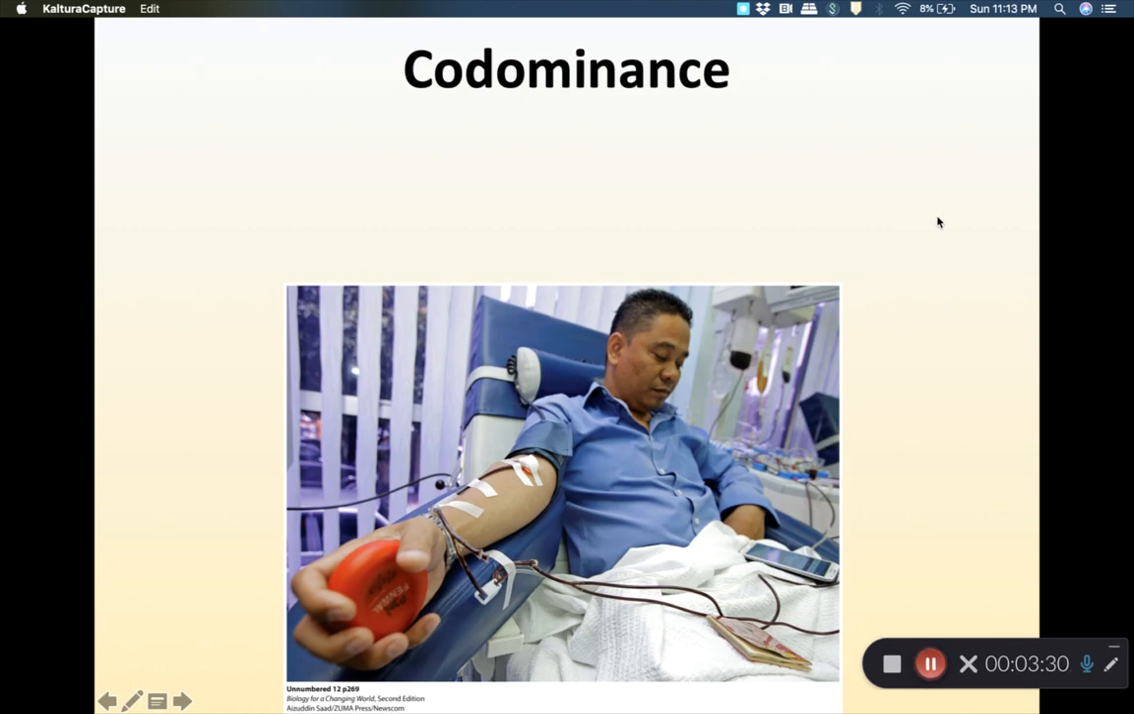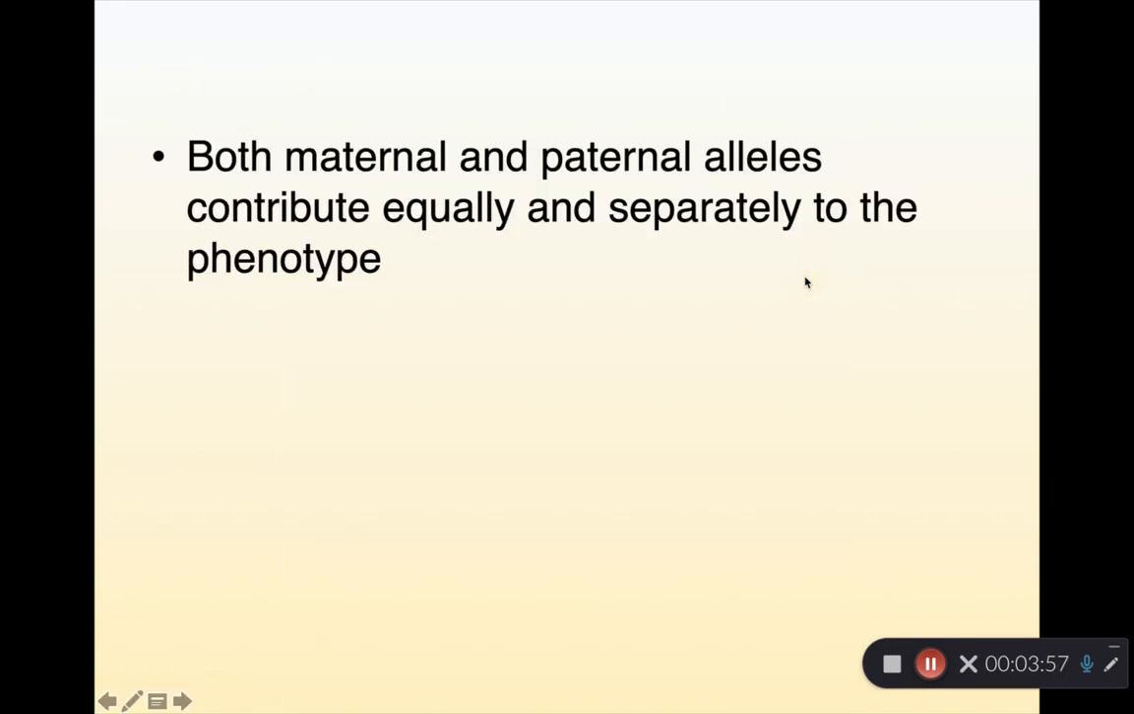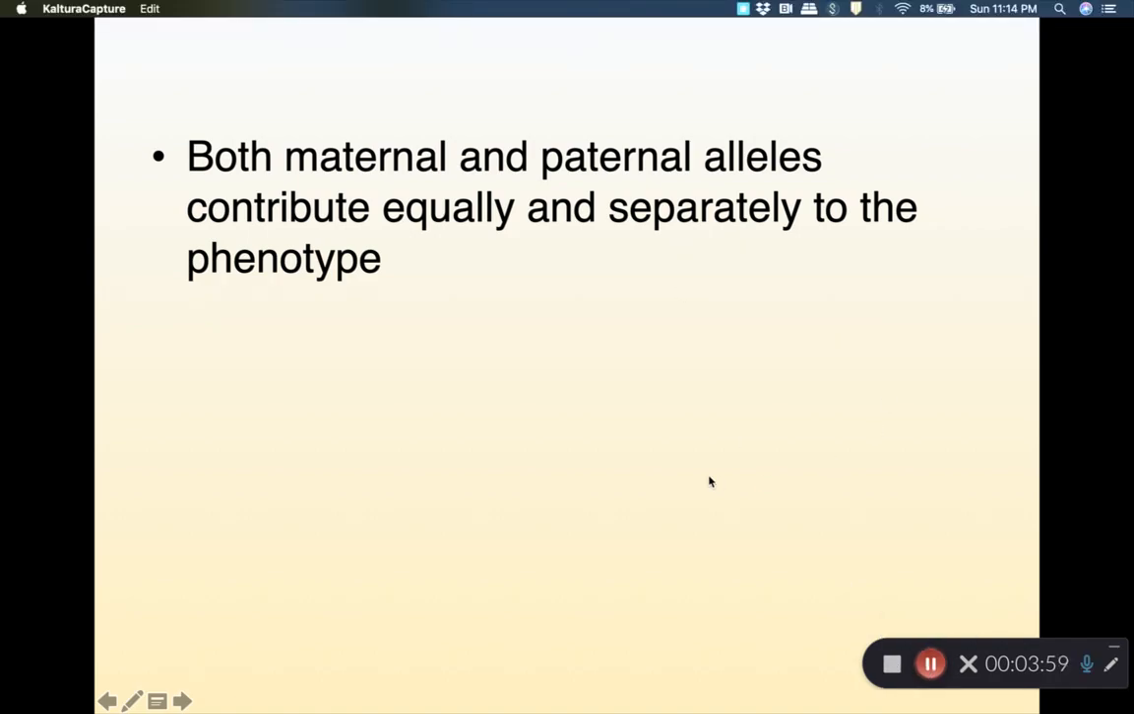Another important way we can start to think about complex inheritance is this idea of codominance. The easiest and most representative example we use to understand codominance is blood type. We know that transfused blood must be compatible in ways that are determined by our genetic code. So in codominance, both maternal and paternal alleles contribute equally as well as separately to the phenotype.